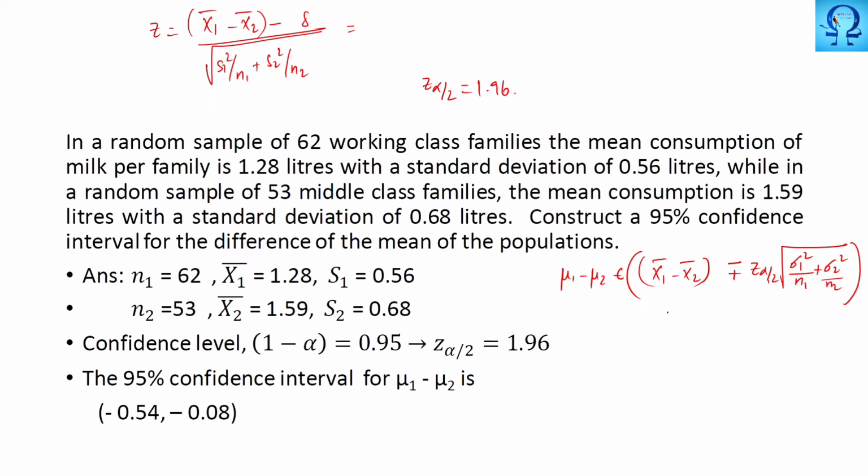Now we just need to substitute the values here, that is 1.28 minus 1.59 minus, okay, this quantity is 1.96, and under the root we do not have sigma 1 and sigma 2 information, so we just make use of s1 and s2, that is 0.56 square upon 62 plus 0.68 square upon 53. And when you calculate all these things, you would get mu1 minus mu2 belongs to minus 0.54 comma minus 0.08. So this is the confidence interval for this case.